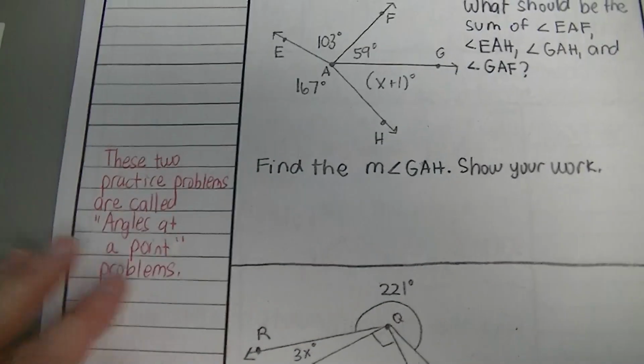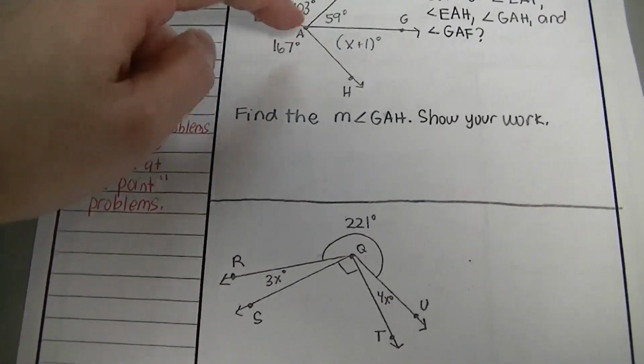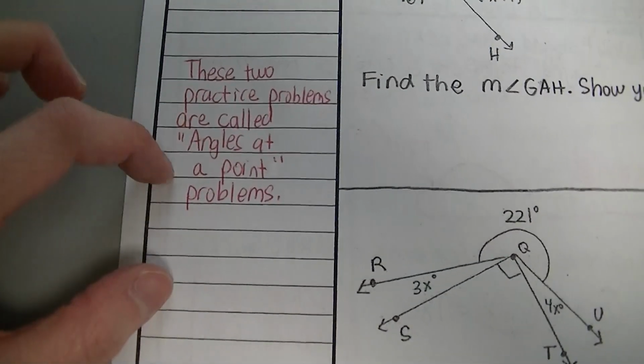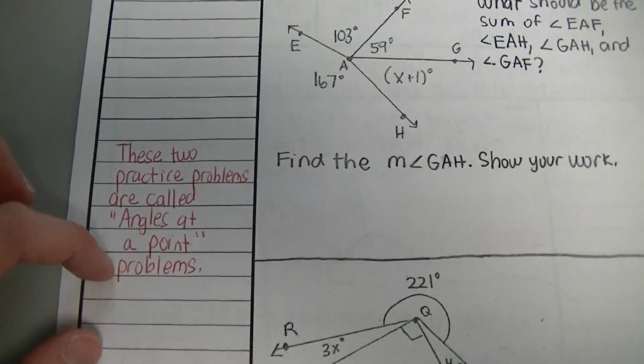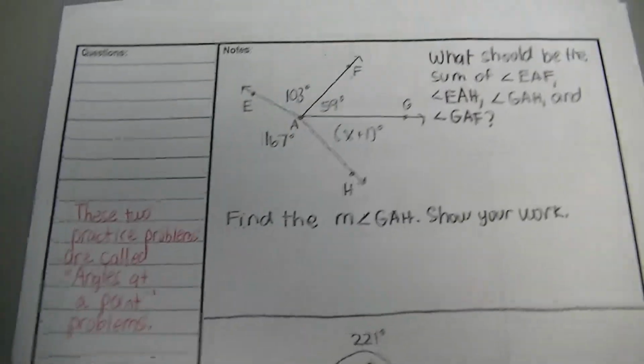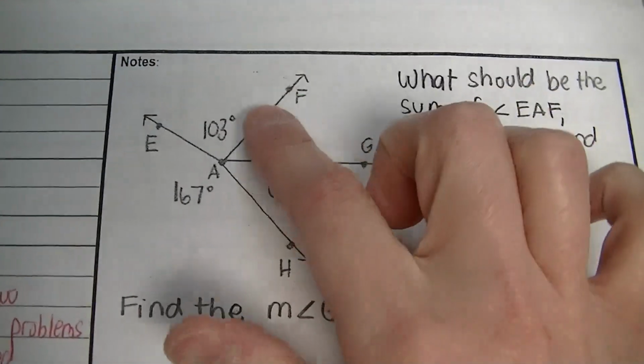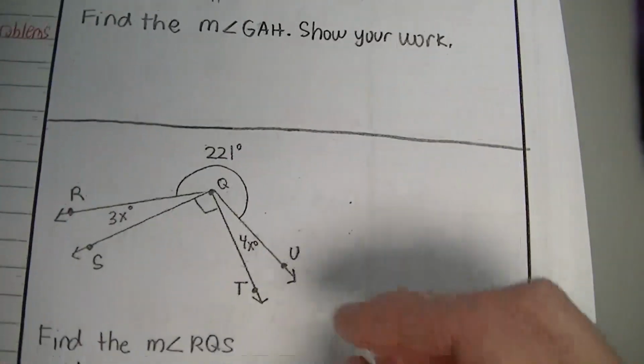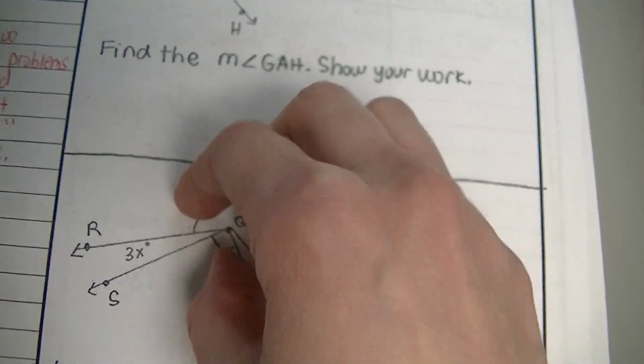Okay, so something that I do want you to write in. This example and this example, these two practice problems, are called angles at a point problems. Okay? And angles at a point have a sum of 360 degrees. So see what they look like? These are considered collectively angles at a point. All these angles right here, they're considered angles at a point.